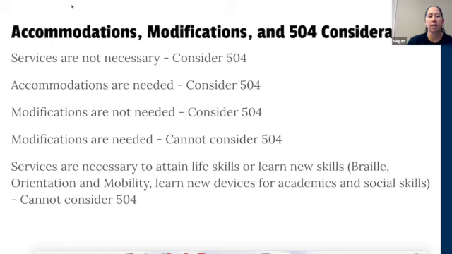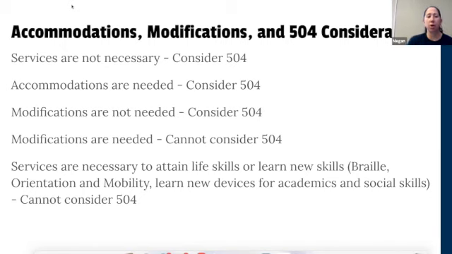Modifications are not needed. If you do not need any modifications for a student, then you really don't need an IEP. You should start considering a 504. If modifications are needed, then we can't consider a 504. The modifications are the what they're learning. If we modify the what, then you can't consider a 504. You have to have the IEP to outline what that looks like.